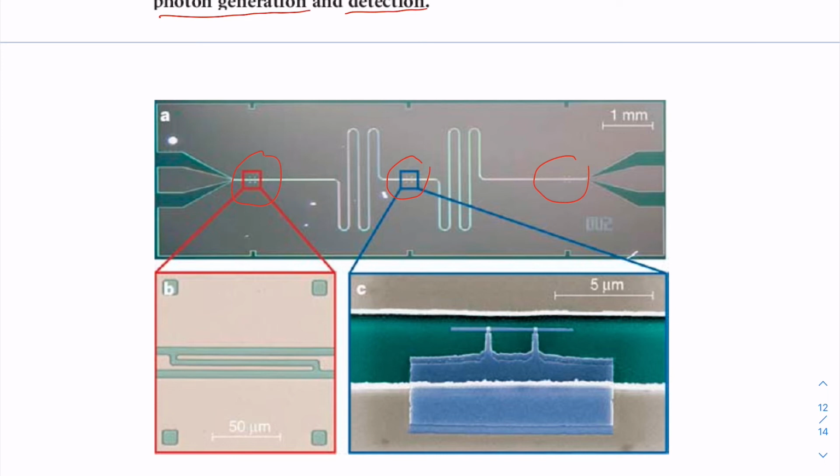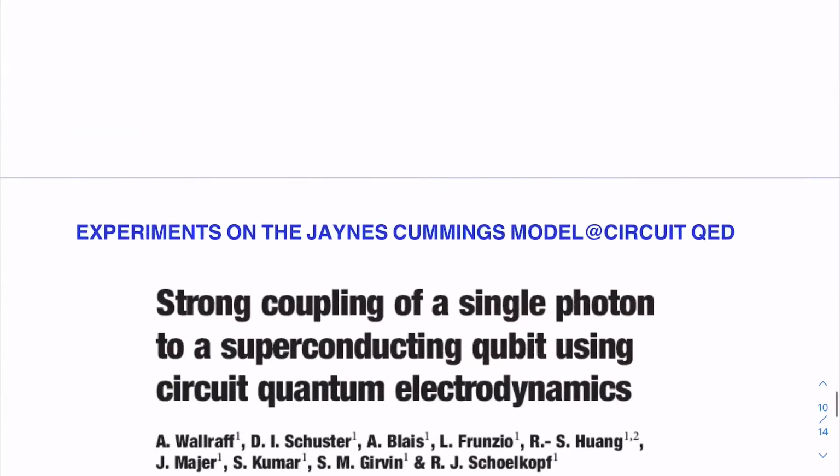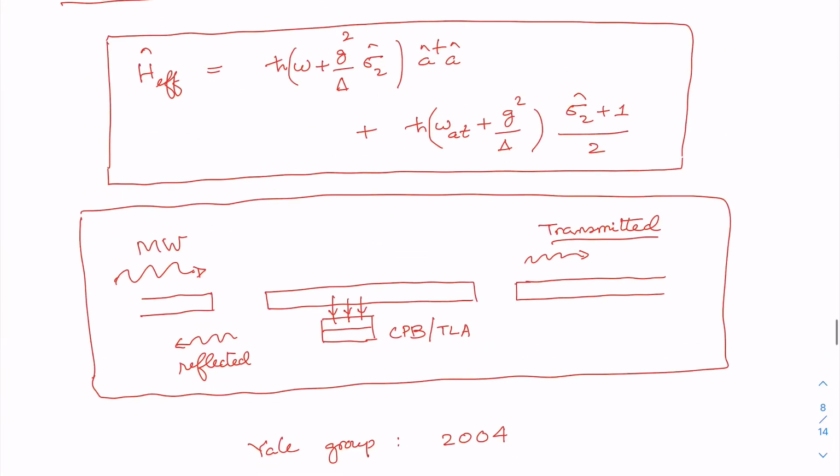Actually, this on-chip cavity that is shown here is made by patterning a thin superconducting niobium film deposited on a silicon chip. And you may read the article for the experimental details and also about the fabrication. So the essence and the idea of the experiment I have already described. In essence, this is the setup, or the scheme, as I already explained.